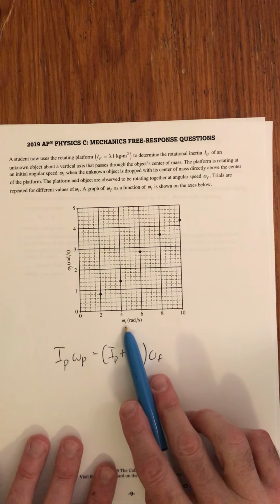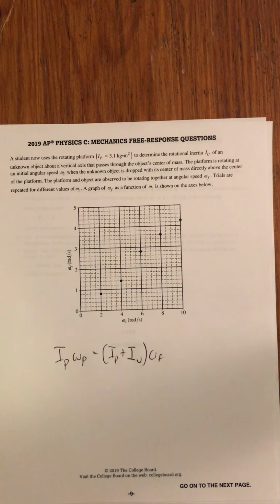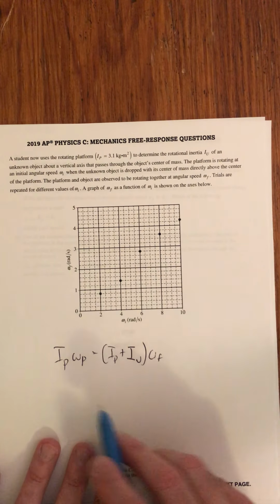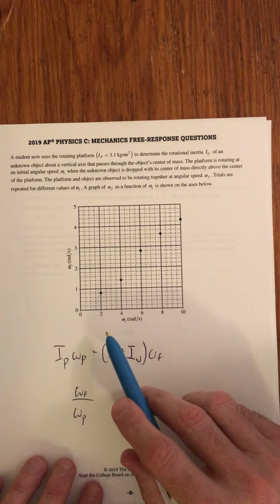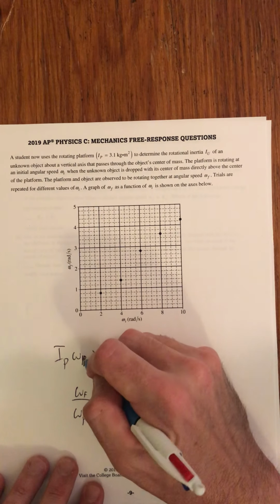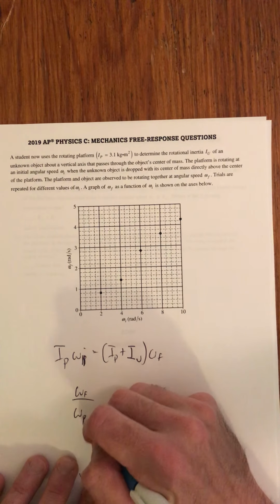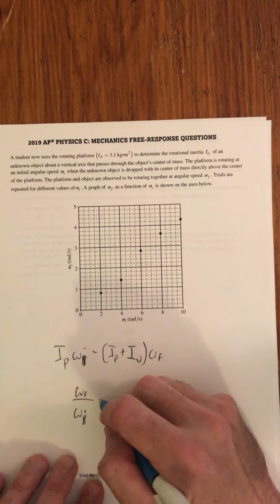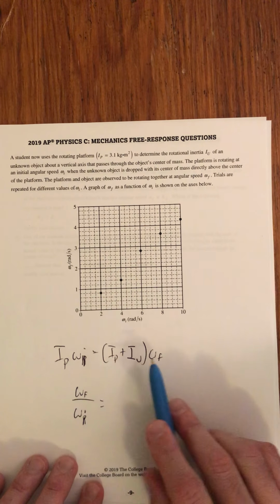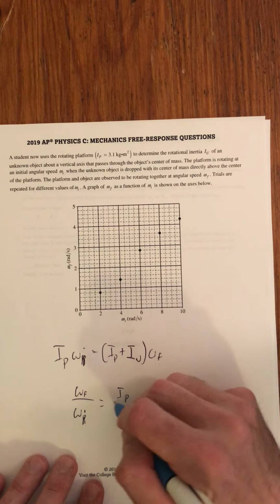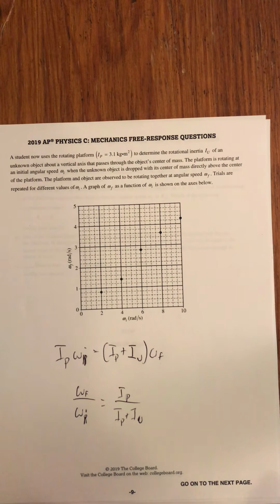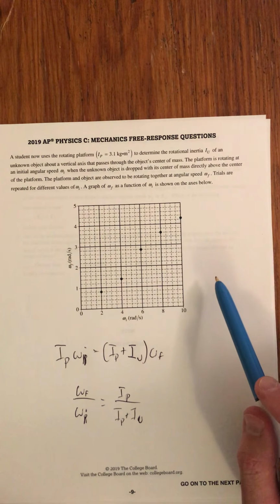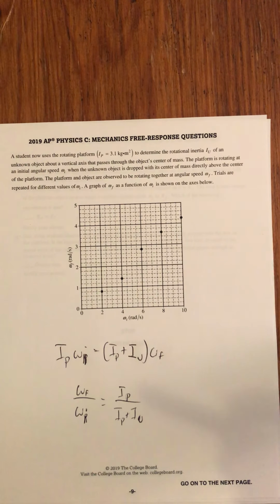So omega final, omega initial. If we look at this, omega final divided by omega initial, so this is initial and this is final, that slope has got to be equal to, if we solve this for that, IP over IP plus IU, which is a constant as long as the object has a constant I. So that makes sense why that's linear.